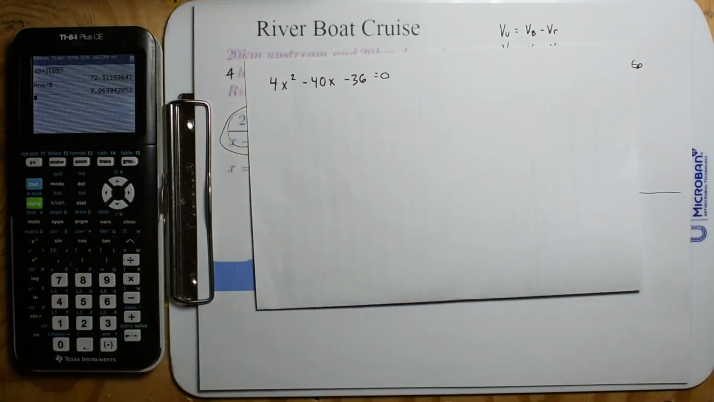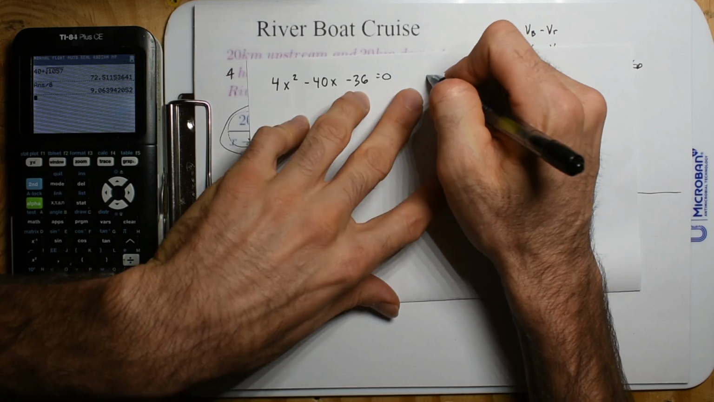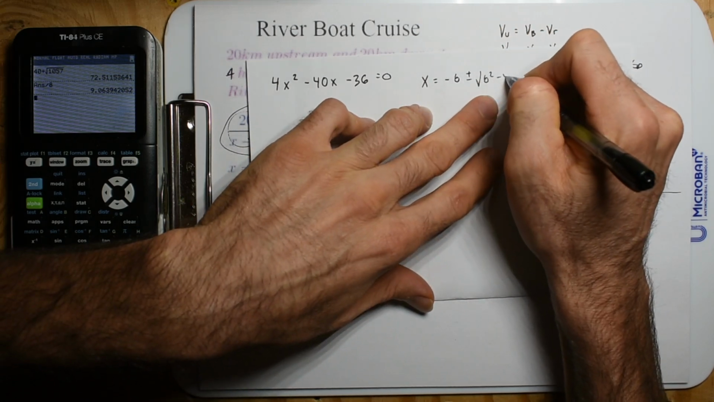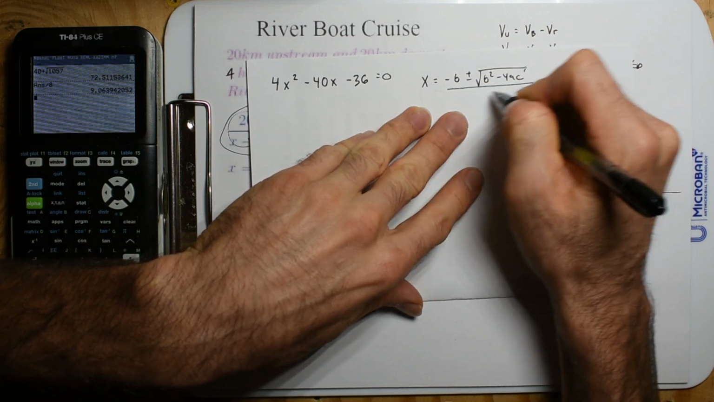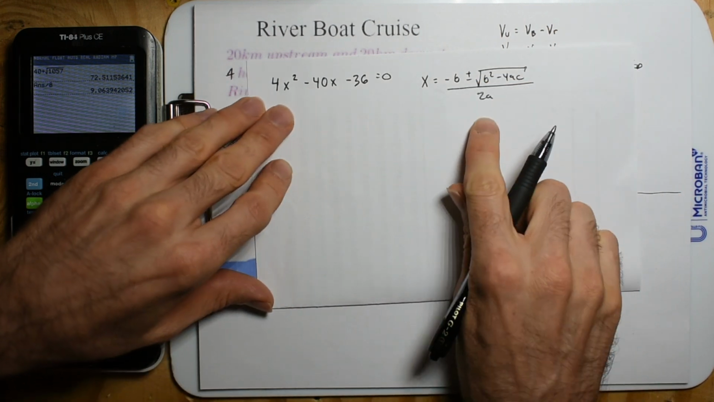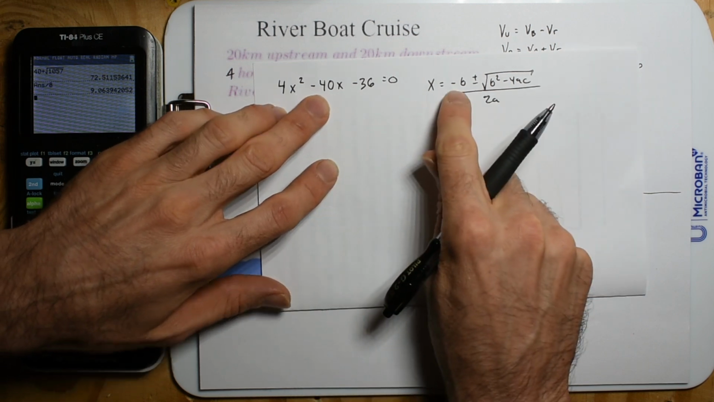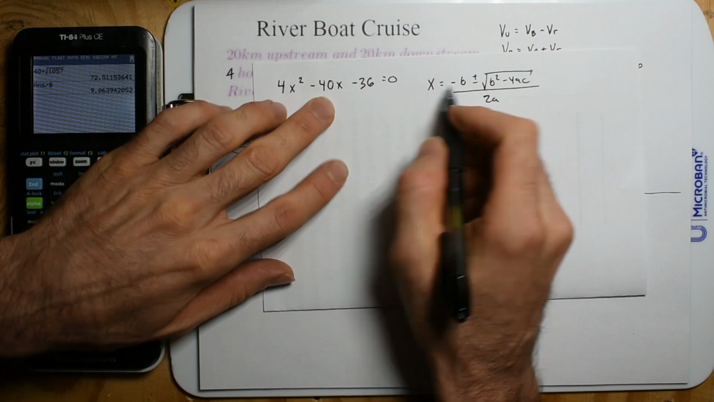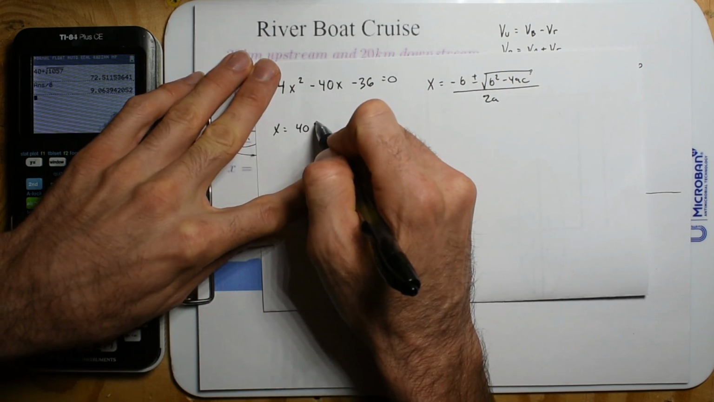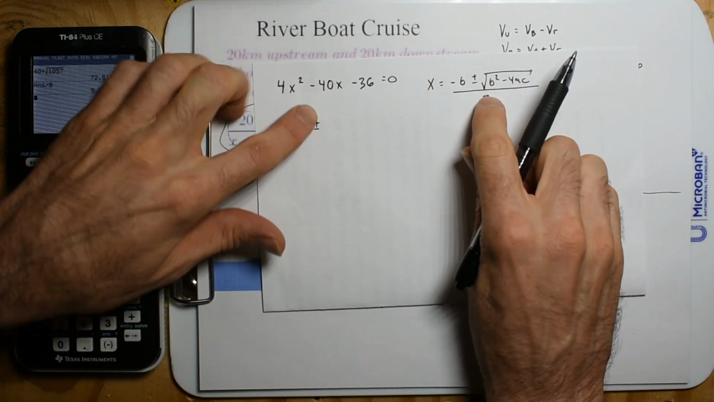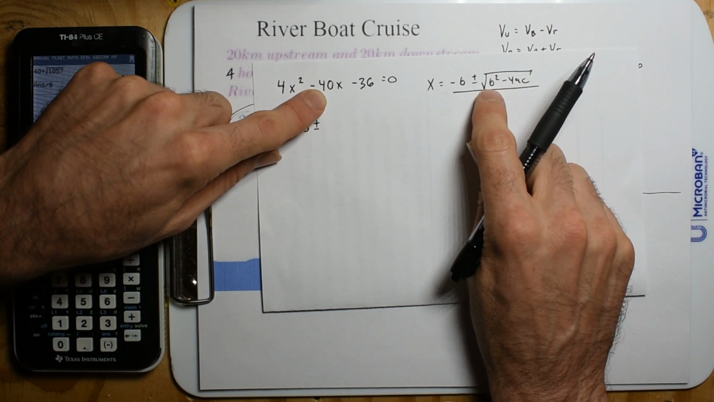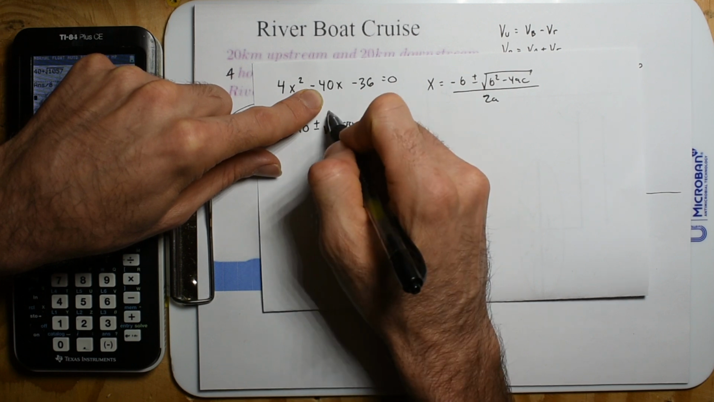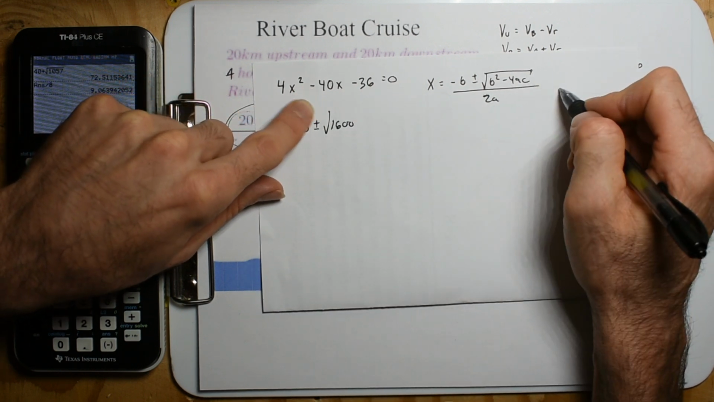Okay, so here is our quadratic that we want to solve. The quadratic equation is x is equal to negative b plus or minus the square root of b squared minus 4ac, all divided by 2a. Okay, so we have negative 40. So x is going to be 40 plus or minus, we're going to have b squared. So that's 40 times 40. That's going to be 16 with 2 zeros. Cool. Minus 4 times 4.